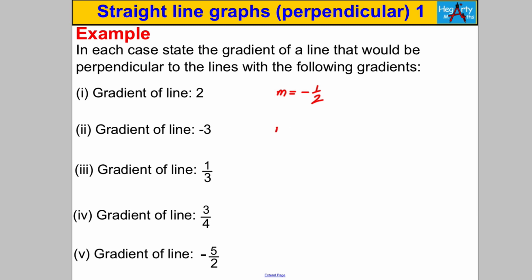A line perpendicular to this would have gradient positive a third. The gradient of a perpendicular line to this would be its negative reciprocal, which would be -3. What about here? The gradient of a perpendicular line to this would be -4/3. And what about here? The gradient of a line perpendicular to this line would be its negative reciprocal. Flip it and multiply it by -1, so I'd get just 2/5. And we're going to need that skill for the next video when we solve problems about perpendicular lines.